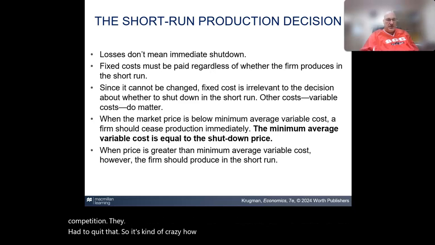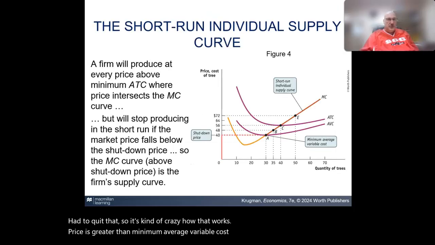If price is greater than minimum average variable cost, the firm should produce.